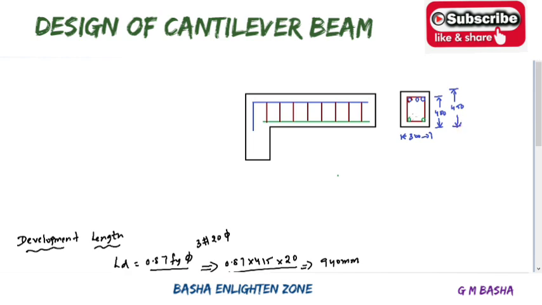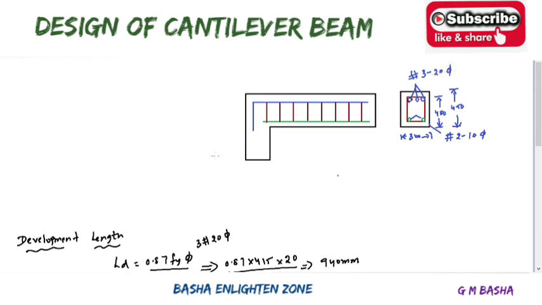And in the bottom zone there will be two hanger bars. These two will be hanger bars, two hanger bars of 12 or 10 dia. I will write here two hanger bars of 10 dia or 12 dia, and here these three bars will be three bars of 20 dia.